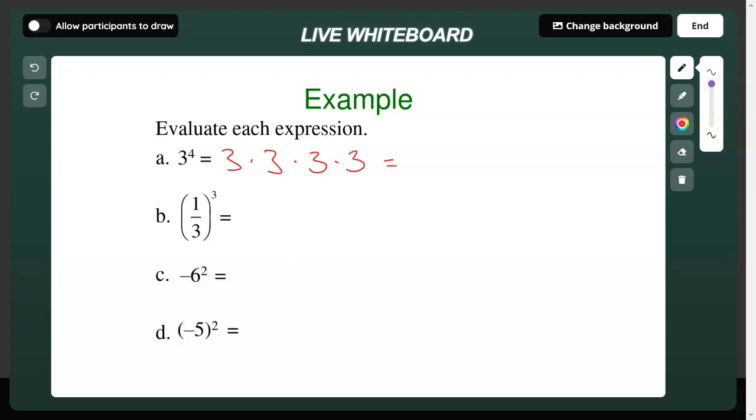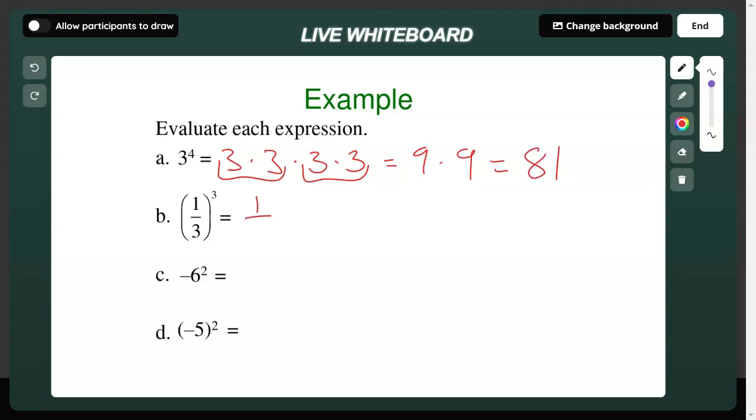When we evaluate that, I can do it in chunks. Commutative property of multiplication: I can multiply in any order. So what's 3 times 3? 9. So I end up with 9 times 9 to give me what? 81. Easy peasy. Right?